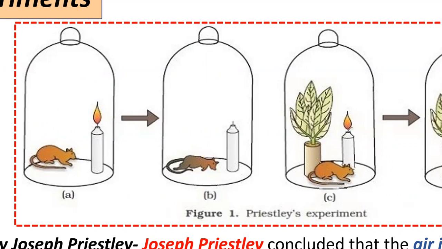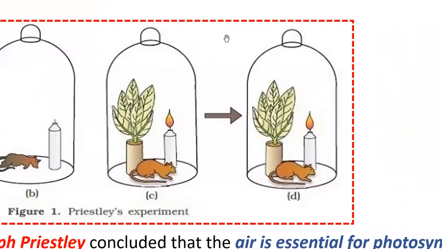Coming to experiment number 3, he put a burning candle, a live mice, and also he placed a plant over there. Which was the plant that he used? He kept a mint plant. Okay, please do write it down. He used a mint plant in his experiment. And what was the final conclusion over there? Neither did the candle get extinguished, the candle still continues to burn, and the rat is also alive in this case.